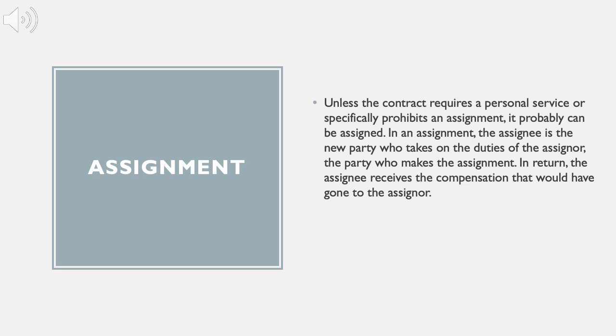Unless the contract requires a personal service or specifically prohibits an assignment, it probably can be assigned. In an assignment, the assignee is the new party who takes on the duties of the assigner, the party who makes the assignment. In return, the assignee receives the compensation that would have gone to the assigner. Breach.